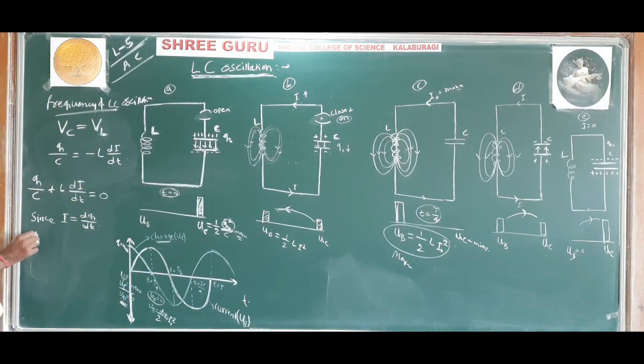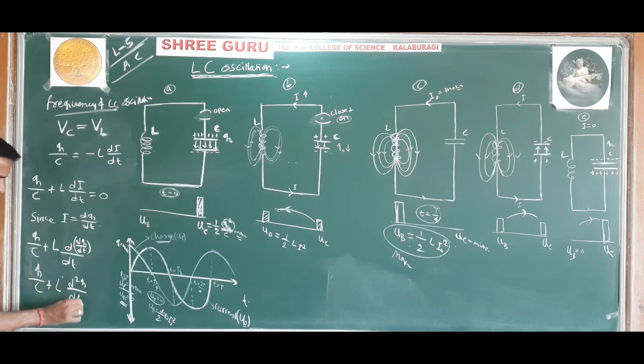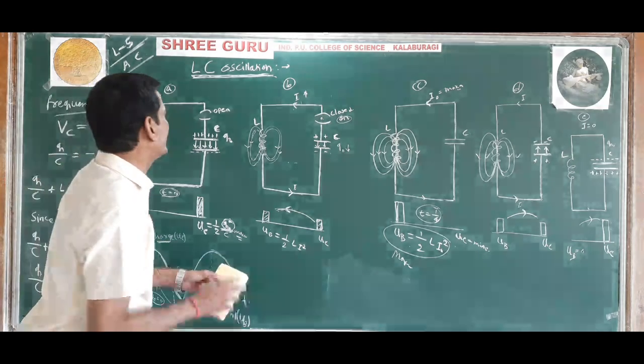So substituting that, we get q by C plus L d by dt of dq by dt. So you will get a double derivative: q by C plus L d squared q by dt squared is equal to 0. That is, q by C plus L d squared q by dt squared equals 0. This is called a double derivative. We have studied it in mathematics. Hope you have studied it in mathematics.